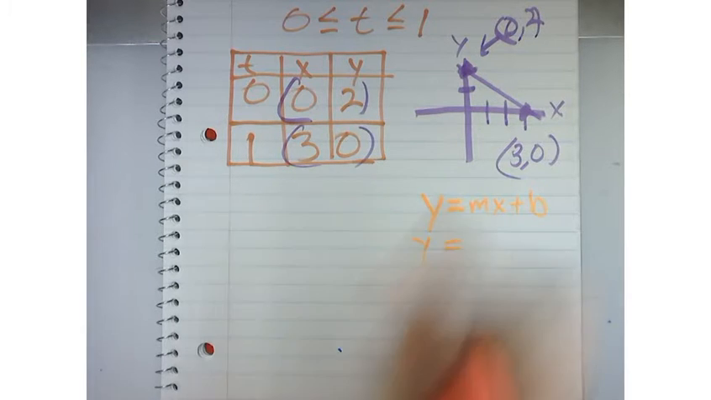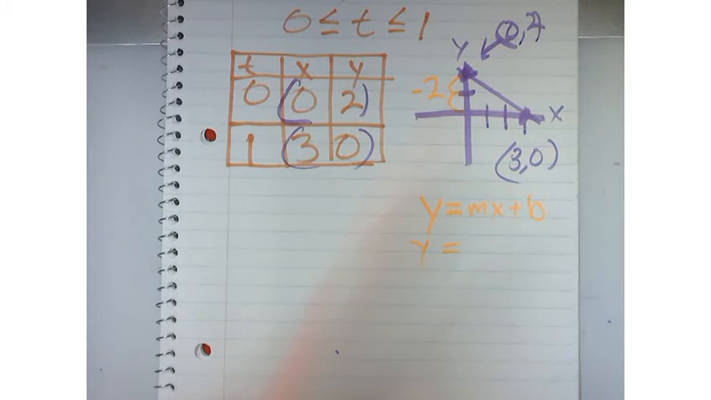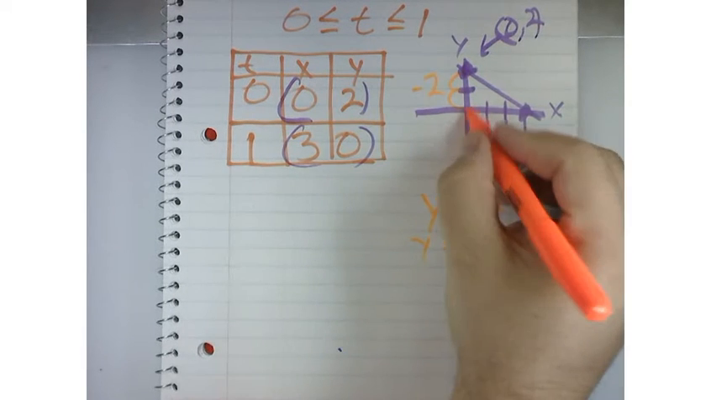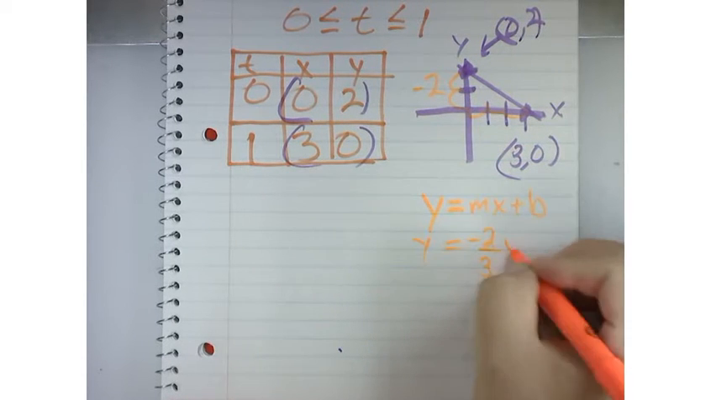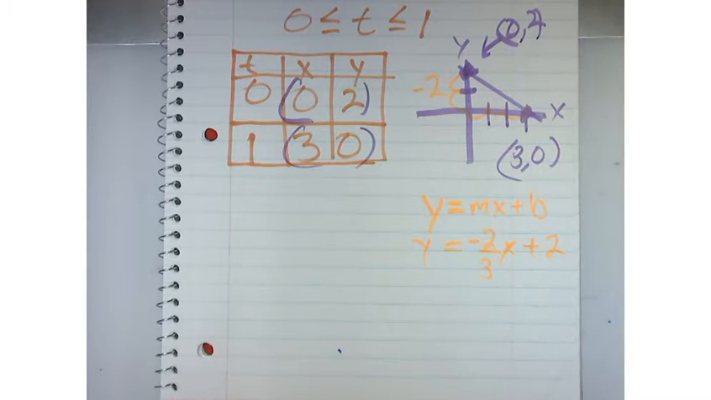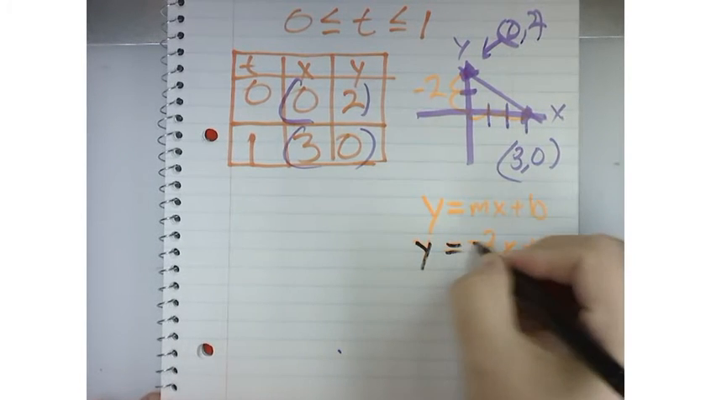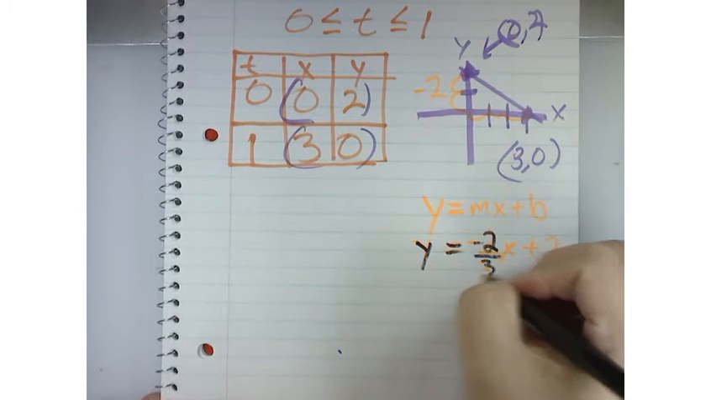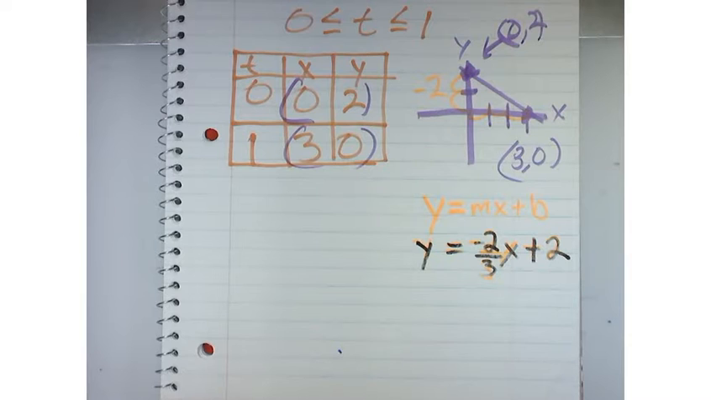In order to get from this point to this point, I had to go down 2, which is a negative 2, and then I had to go over 3. So I've got negative 2/3 x, and the y-intercept occurs at 2. So this is what it should look like. Now how do I make it look like that? So I should have y equals negative 2/3 x plus 2. That's what it should be.